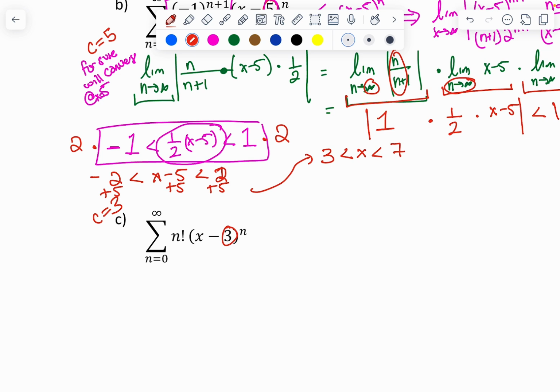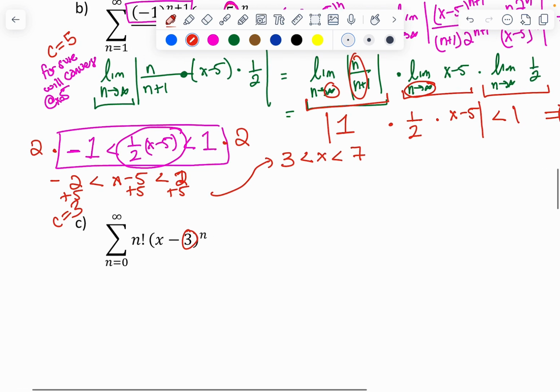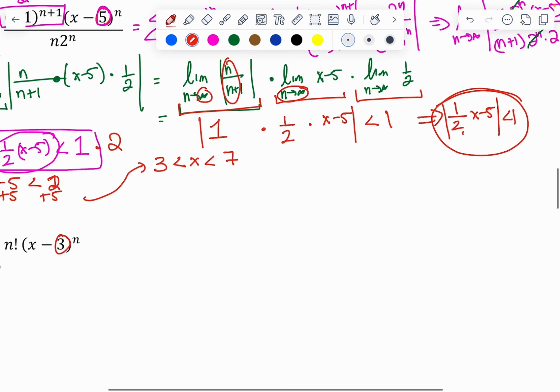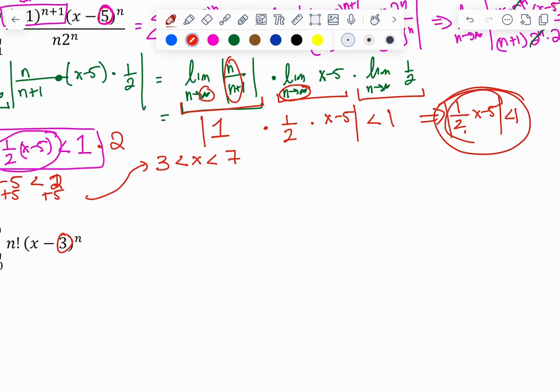So this thing will converge, okay? This thing will converge because there is a ratio that allows us to solve for x to be less than 1. So as long as x is going to be somewhere between 3 and 7, this thing will converge. Now, the question is, are 3 and 7 included?